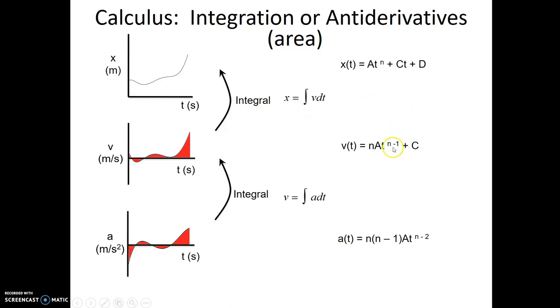So again, notice what happened to the power. It increased by 1, so it went from n minus 1 to n. So I increased the power by 1, but I have to decrease the coefficient by the bigger power. So I would divide this old coefficient by the bigger power, which is n, and I get a.